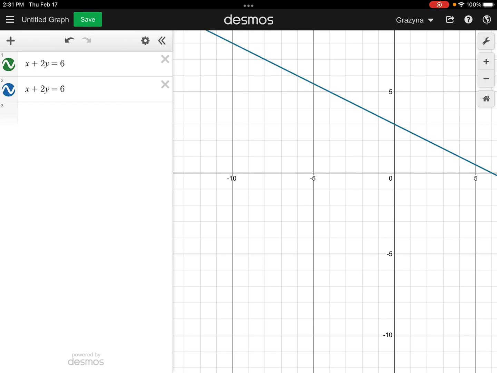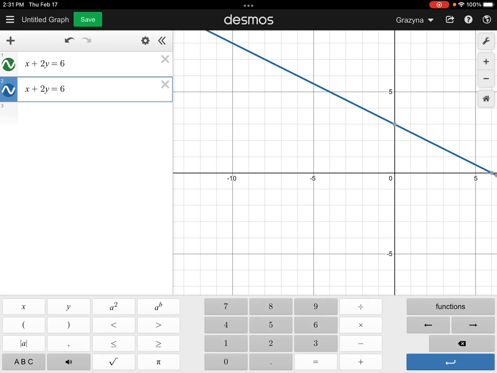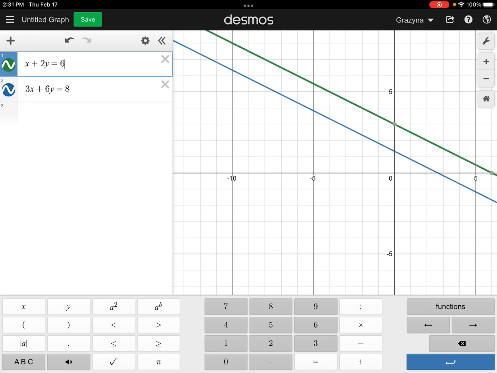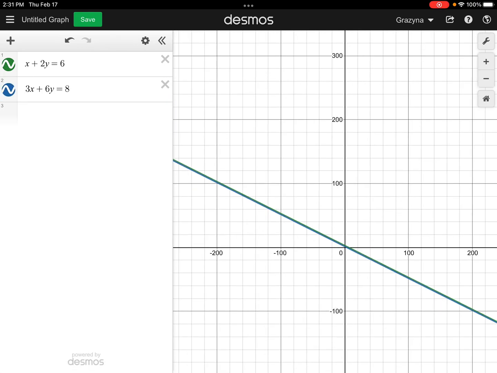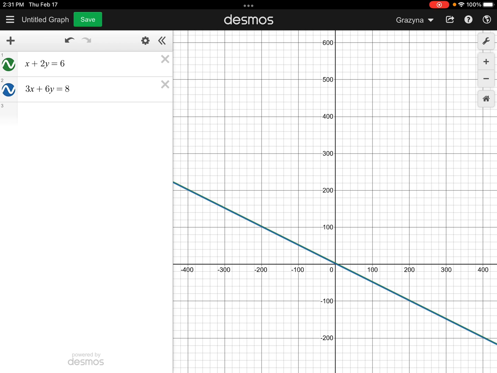Change the color so you guys can see. That other one was 3x plus 6y equals 8. Okay, so the green one was our top equation, the bottom one is our blue equation, and notice the lines are parallel. I can zoom out as much as I want. Not too much though, because now it makes it look like the same line, but that's just because I'm so far zoomed away from it.